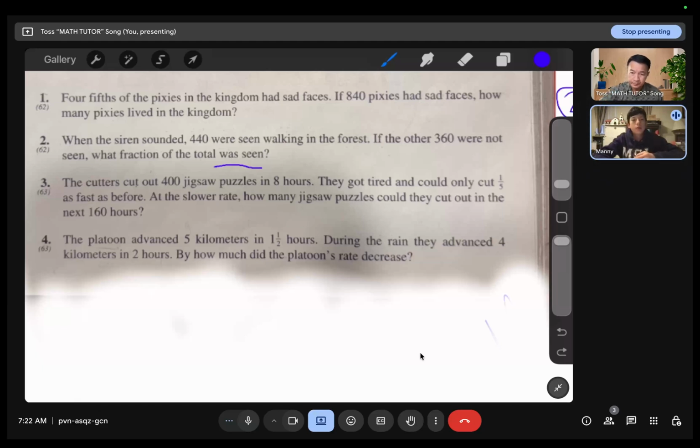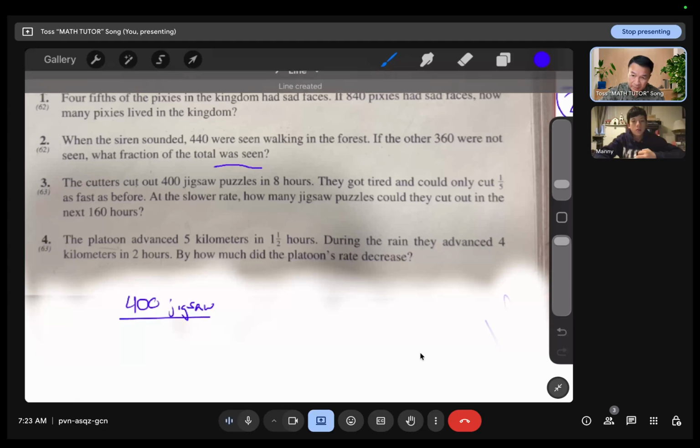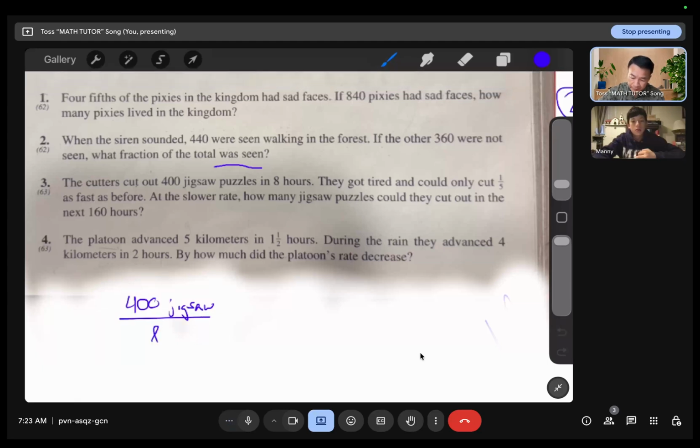You do 400 jigsaw puzzles over 8 hours, and you reduce it. Yes, let's do that first. Let's not think beyond that. But let's put the units in. Yeah, you got this, dude. Because if you want to keep track of what you're doing, you look at the units at the same time. Yeah, let's reduce the rate. So this is the rate at first.